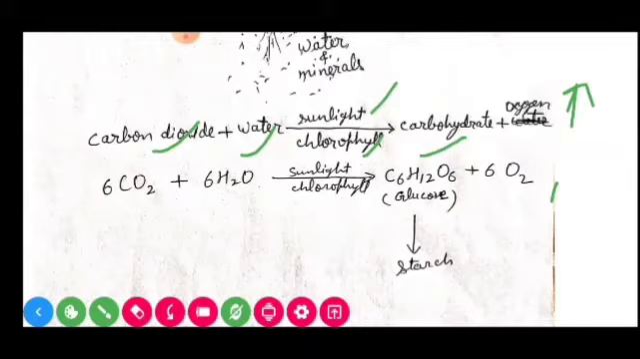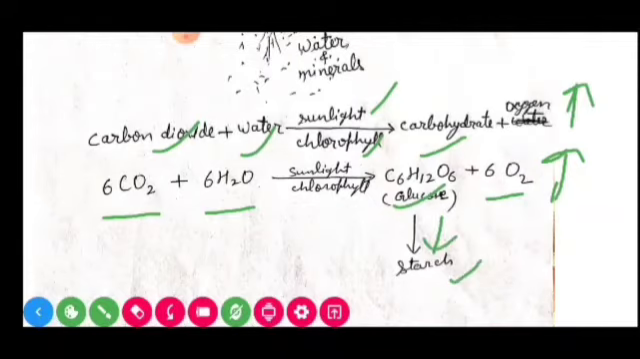In this process, 6 molecules of carbon dioxide and 6 molecules of water react together in the presence of sunlight and chlorophyll. 1 molecule of glucose is prepared and 6 molecules of oxygen are released into the atmosphere. The food prepared by the plants is in the form of glucose, the simplest form of carbohydrate, which is later converted into starch and stored in various parts of the plants.